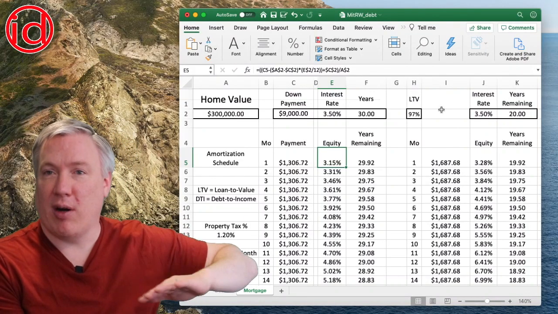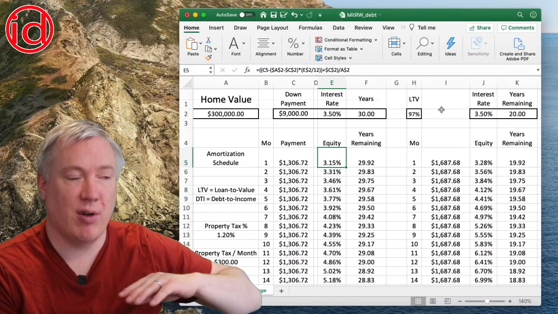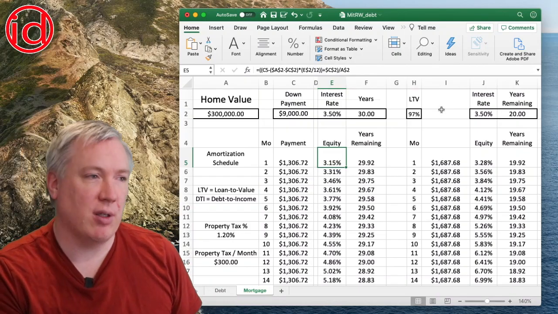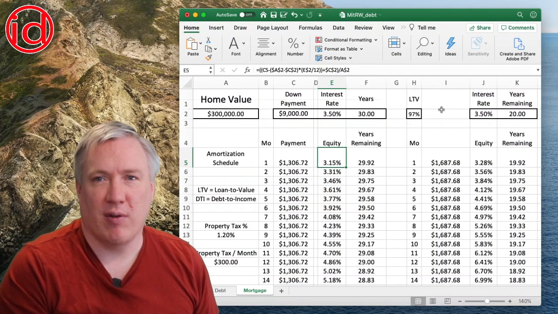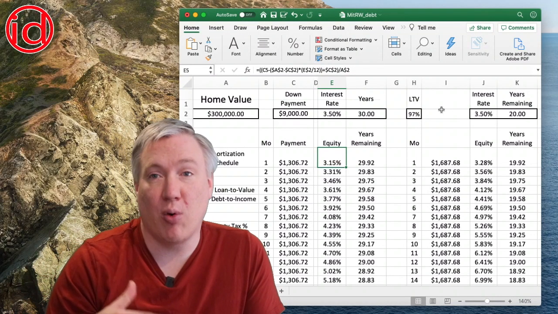Typically, the markets fluctuate, but over a long period of time, especially over the course of 30 years, you can expect that value to climb quite substantially. So this is more to give you a picture of how different payment amounts can change your equity and how quickly you can accrue that.